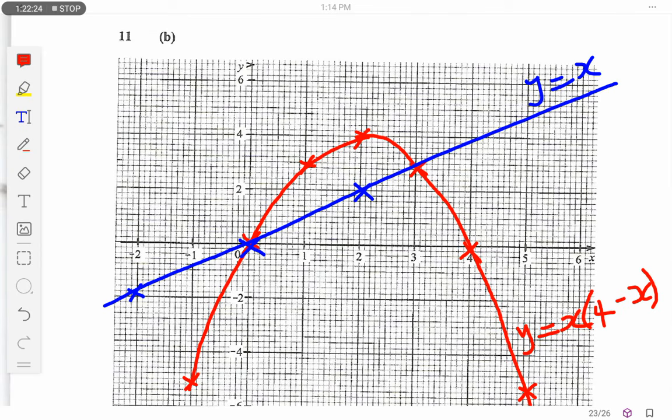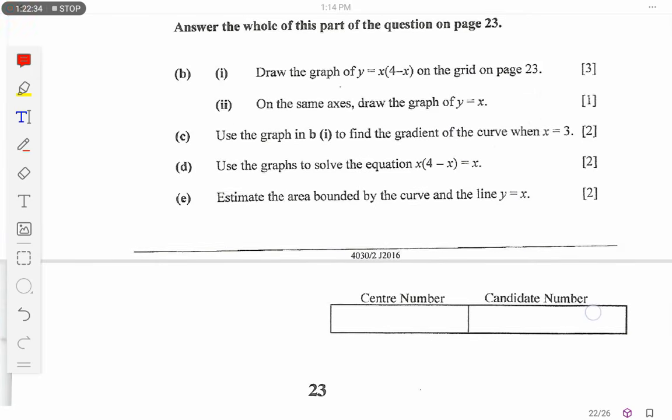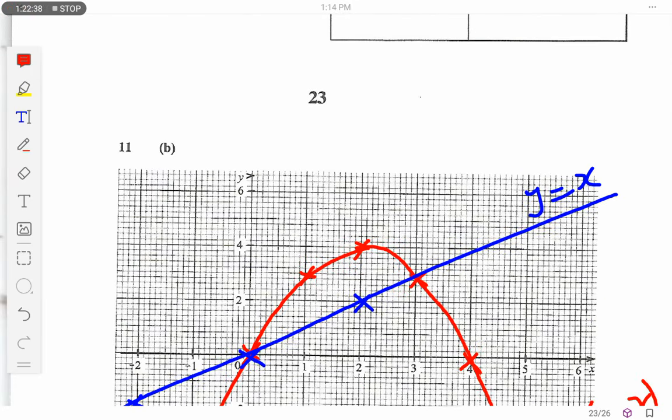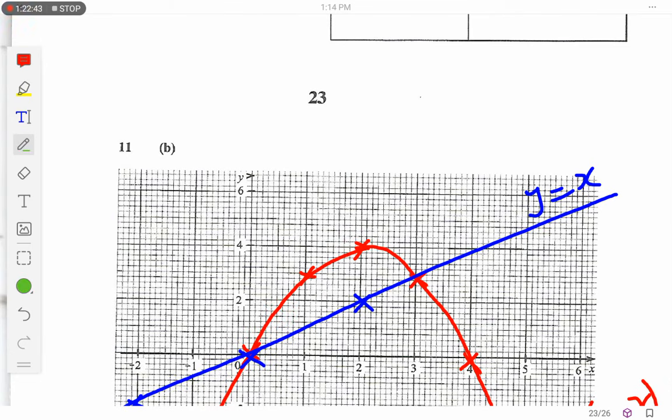It's now saying use the graph in B1 to find the gradient of the curve at x = 3. Okay, x = 3. x = 3 is this point here.